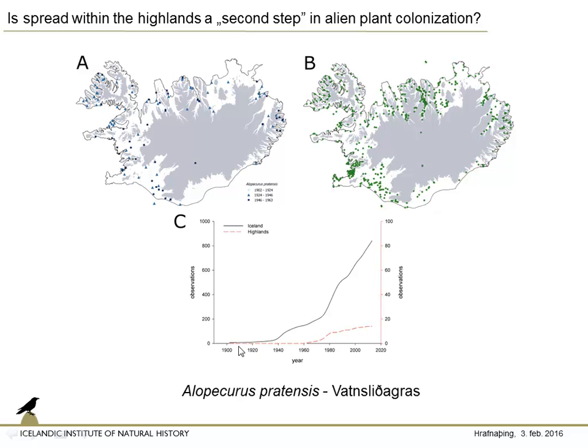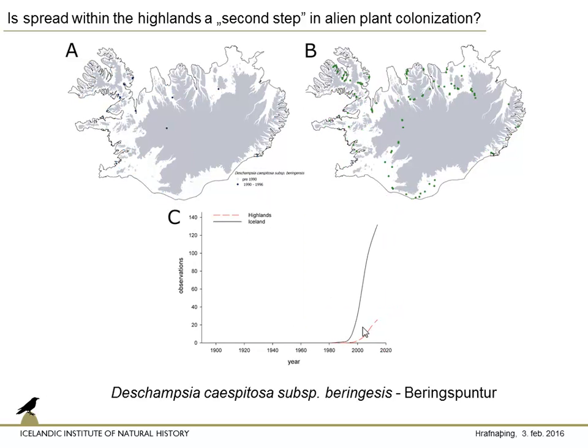Here we can see that the species is first well established in the lowlands, and then a few decades after, it starts to colonize the highland areas. This is the Alopecurus pratensis, but the same is in case of the Bering puntur. We have here the introduction, then the spread within lowlands, and the spread within highlands starts shortly after.